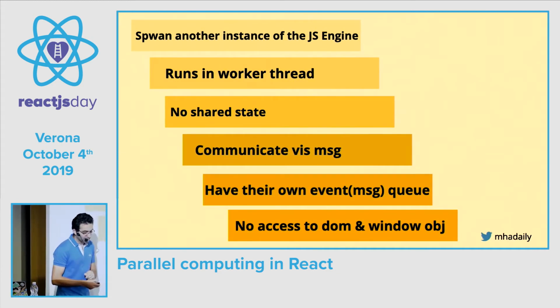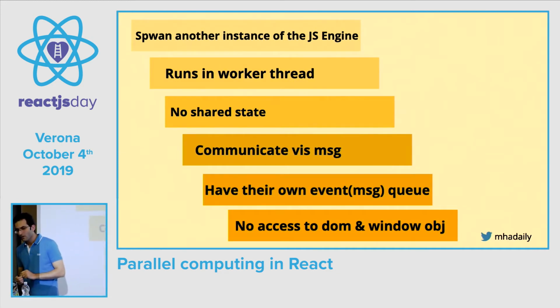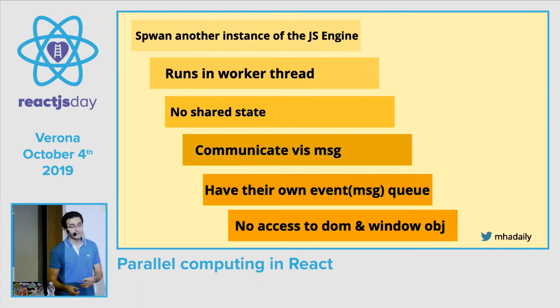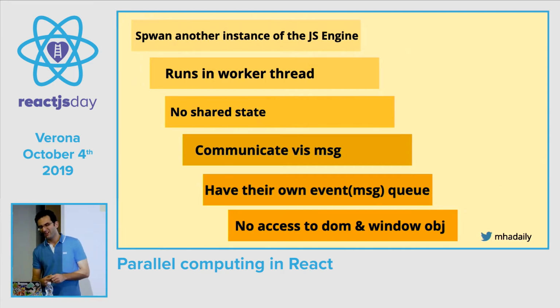Web workers, in fact, spawn another instance of the JS engine in a different thread. And it runs the JavaScript for you, but there is no shared state. The only way that they can communicate with the main thread is via post messaging, right? And that's the bottleneck, actually. We're going to get to that.